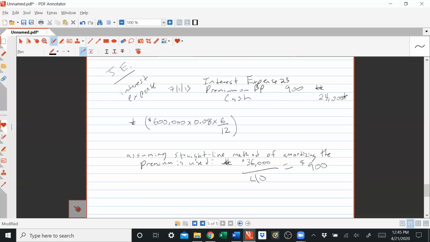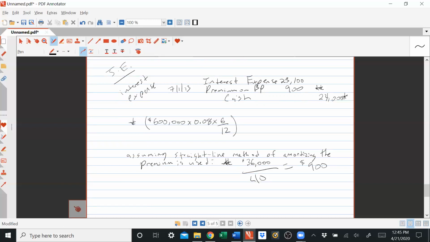So when we're dealing with bonds sold at a premium, the interest expense each time we pay interest is less than the cash interest paid. Notice 23,100 is less than 24,000. When we're talking about bonds originally sold at a discount, the interest expense will be more than the cash interest paid. Everything's flipped when we have a discount.